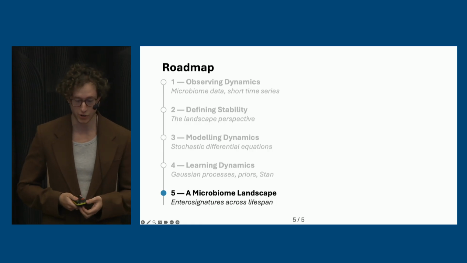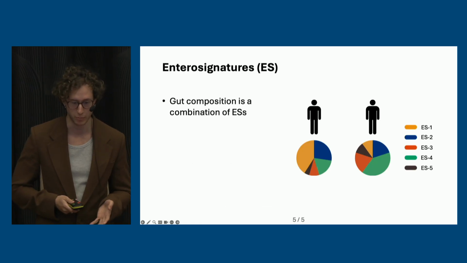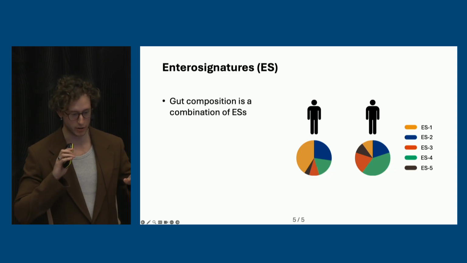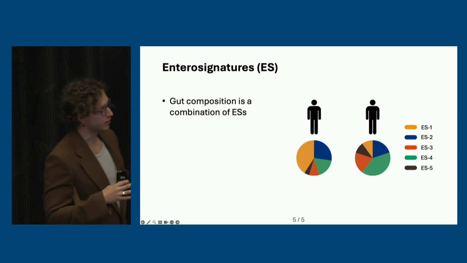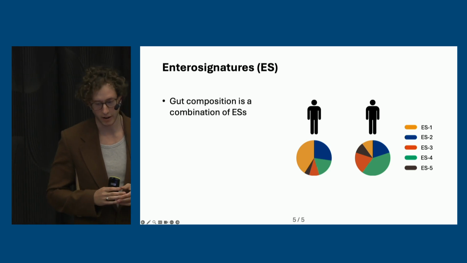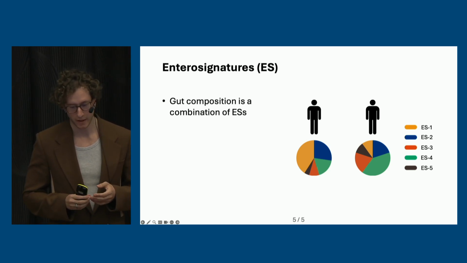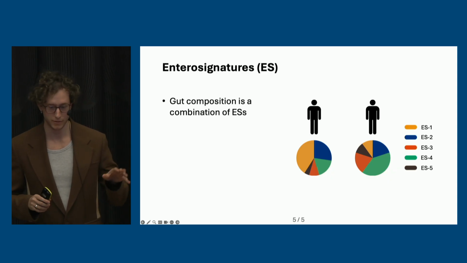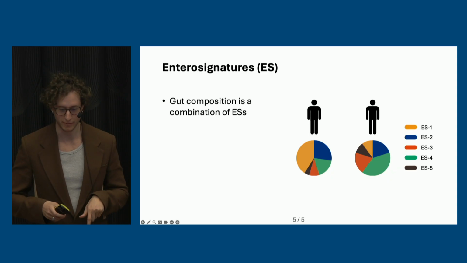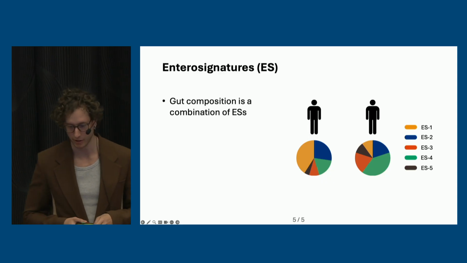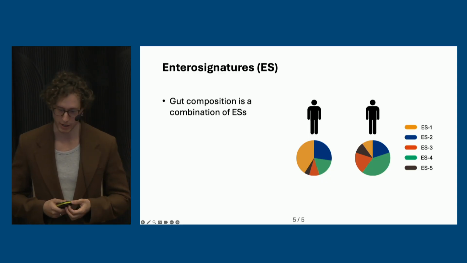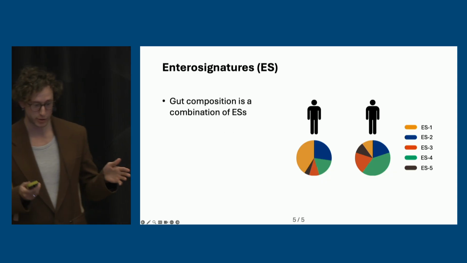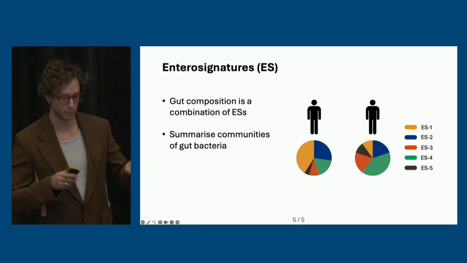So now the application case being a microbiome landscape, a little bit more detail about these enterosignatures. As I mentioned there, every gut composition at every time point can be written as a combination of these different enterosignatures. In the literature, they're usually pointed out as being 5. So you can say, for example, you're 40% ES1, this subject on the left, 10% ES3, 30% ES2, and so on, up to 100%. And everyone will have a different composition, and yours will change over time too. So this is how we summarize the communities.